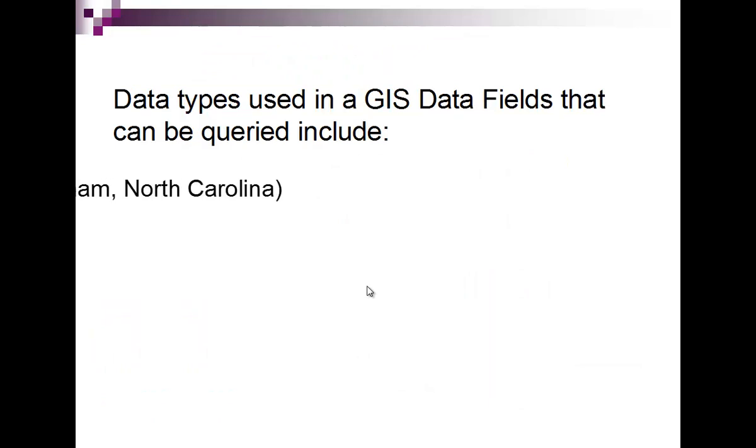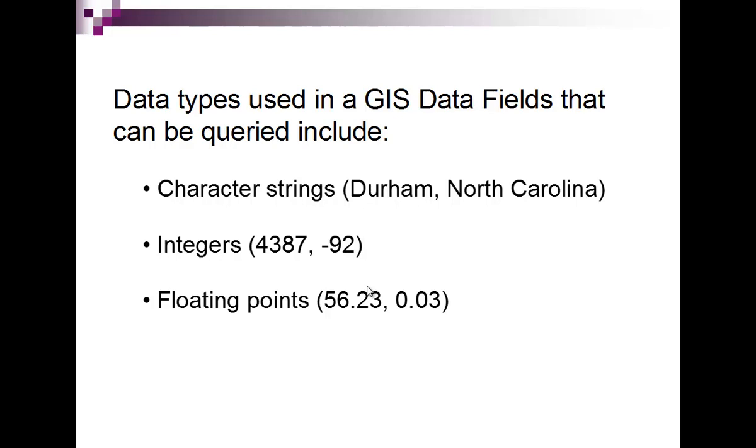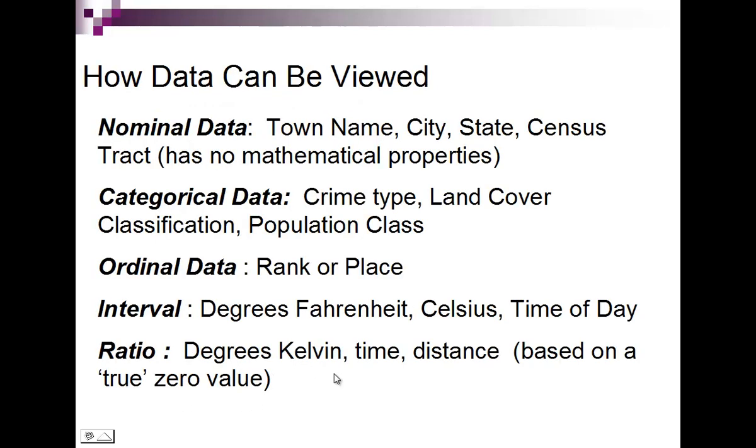Typically, we work with different types of data fields. We will work with character strings, nominal data, Durham, North Carolina, integers that don't have decimal points, floating points, which have decimal points, and dates, like October 1st, 2001. How can we view it? We have different types of data. I know you're covering this in your quantitative analysis courses. I know we'll do that in our courses too.